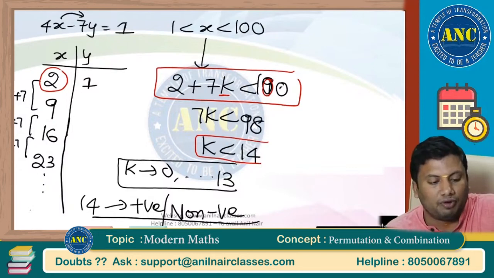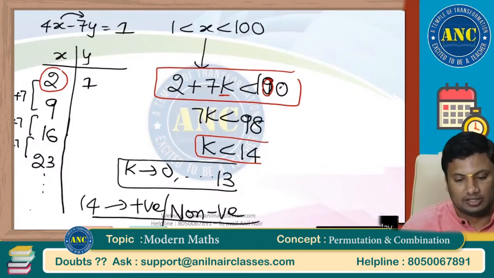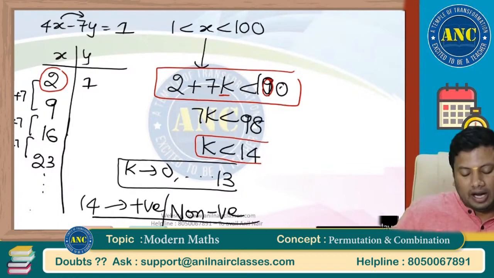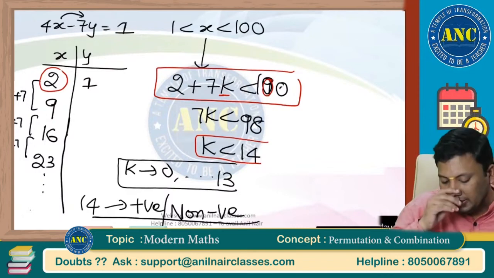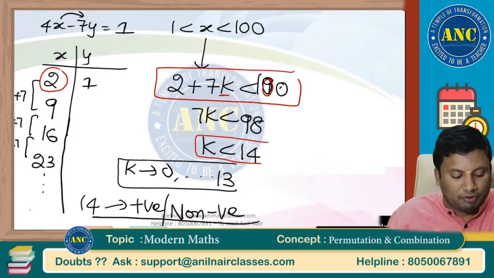None of them. 4 is not a factor of 1. 7 is not a factor of 1. Because none of them is a factor of the right hand side. The answer is 14 positive and 14 negative.